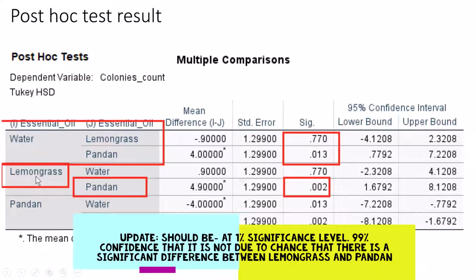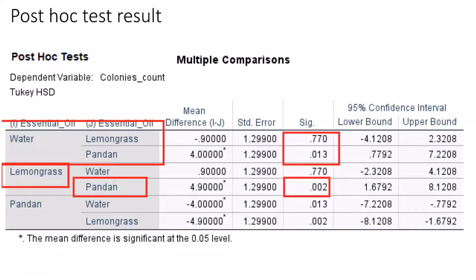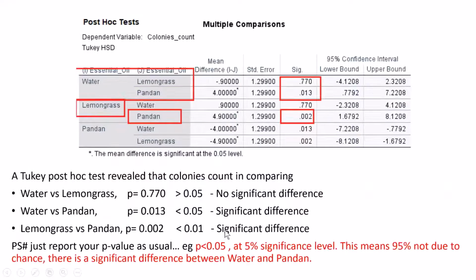And then if you compare lemongrass and pandan, this one is even smaller, it's 0.002. So this one you can use at 1% significance, and then it's 99% not due to chance.